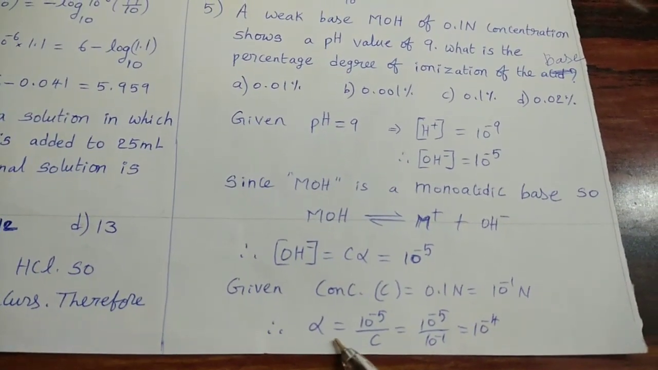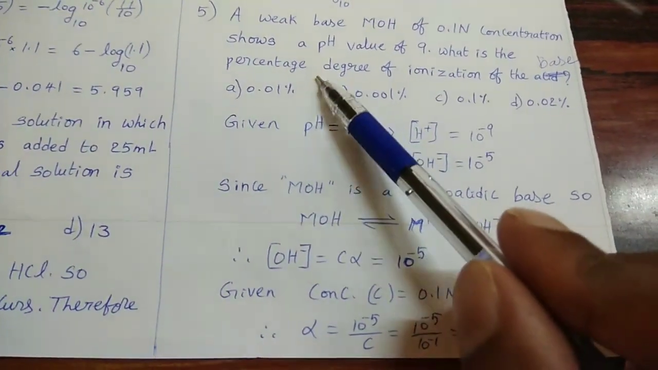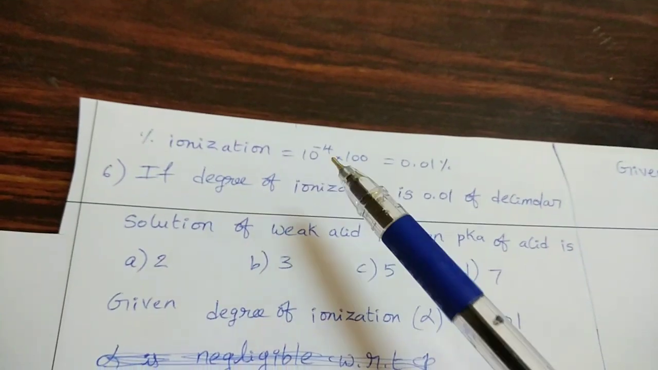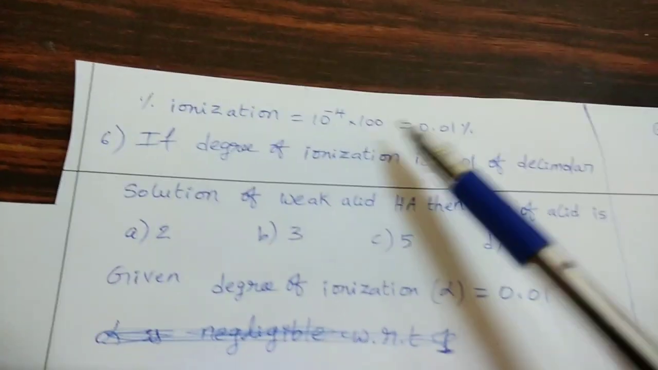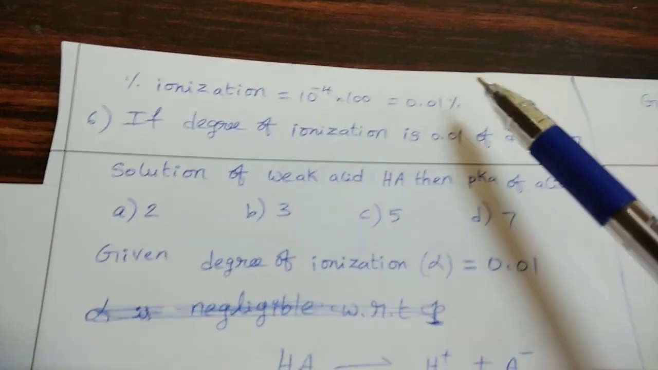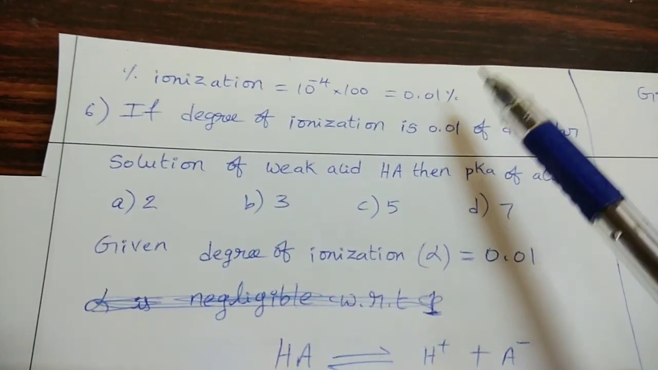Alpha is nothing but degree of ionization. Now we want the percentage degree of ionization of the base. Percentage of ionization is 10 power minus 4 into 100, that equals 0.01%. This much percentage that weak base undergoes ionization.